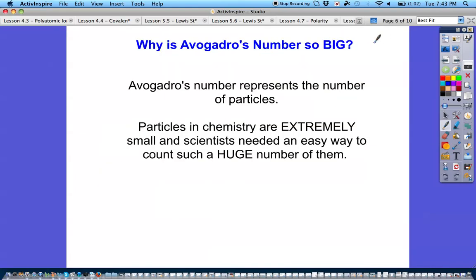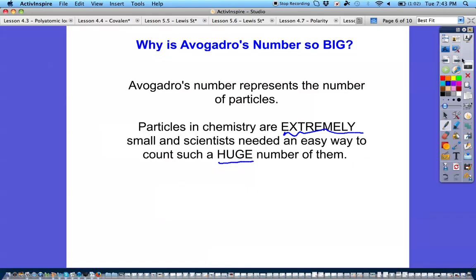So why is Avogadro's number so big? Avogadro's number represents the number of particles, and these particles in chemistry are extremely small. And so scientists needed an easy way to count such a huge number of them. And so we group them together, 6.02 times 10 to the 23rd.